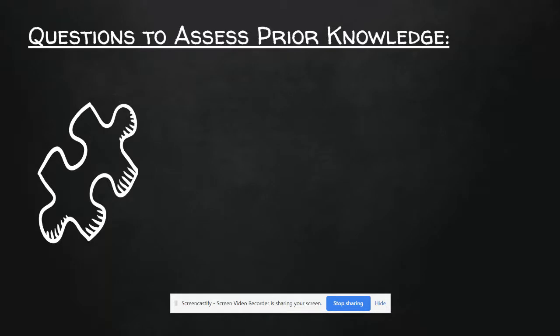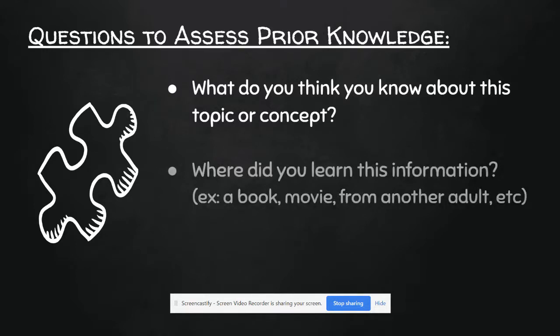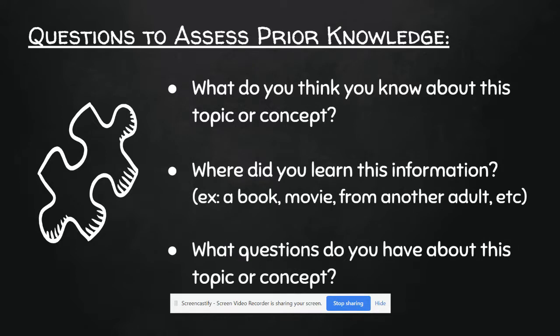So here are some questions that we can use to assess students' prior knowledge. They're very open-ended and not so much about asking multiple choice questions. So first of all, what do you think you know about this topic or concept? Where did you learn this information? Did you watch a movie on the Civil War or read a book in your ELA class, for example? And that way we can make those connections throughout our teaching. And then, what questions do you still have about this topic or concept?